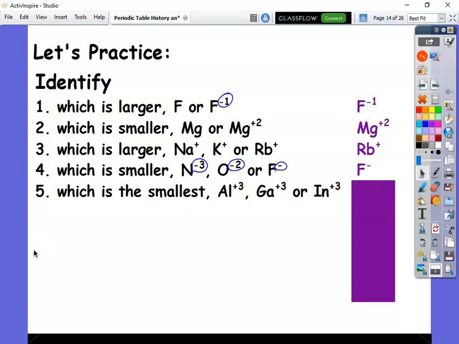Lastly, the smallest of aluminum, gallium, and indium. Here we have 3 ions in the same column. They each have the same charge. And so if we're talking about size, we're going to think about how many energy levels of electrons these have. Aluminum, being up the highest in the group, has the least amount of energy levels, so it is the smallest ion of those 3.